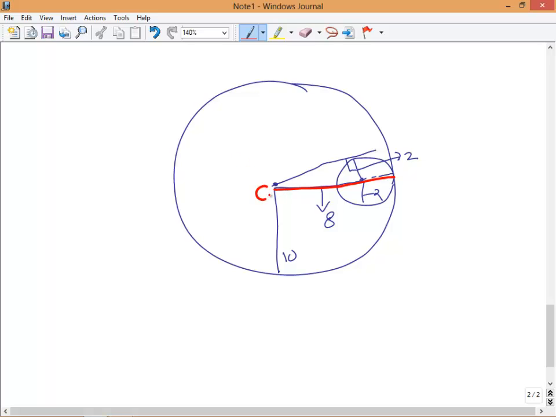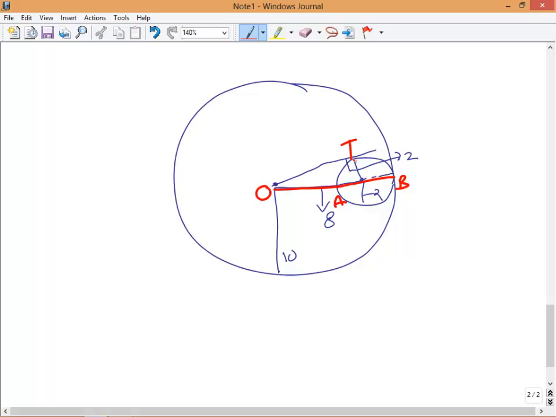O is the center, I write the points as A and B. This is T. OT square equals OA into OB. You know AB actually. How much is AB? 4, because that is the diameter of the circle.